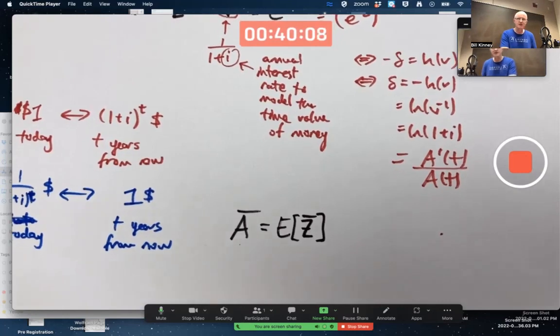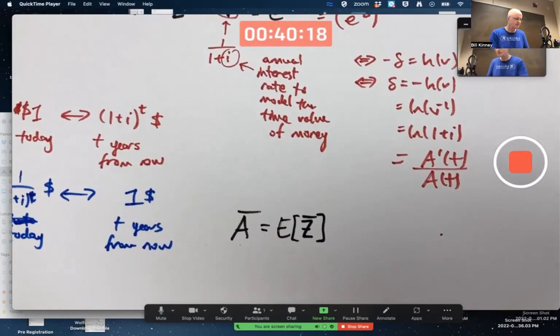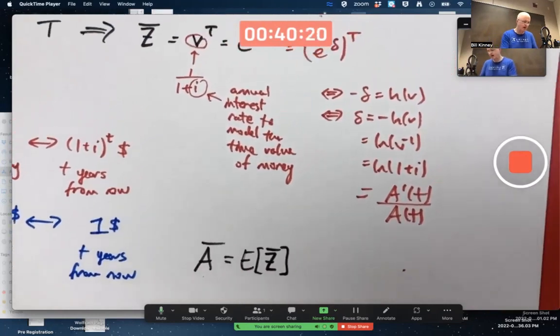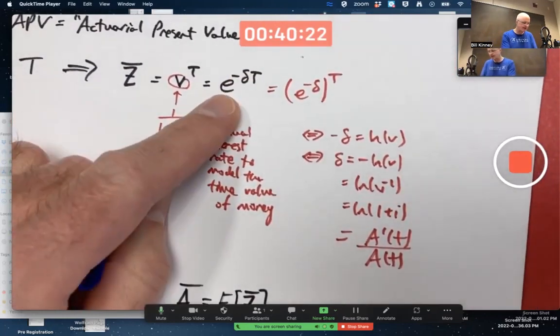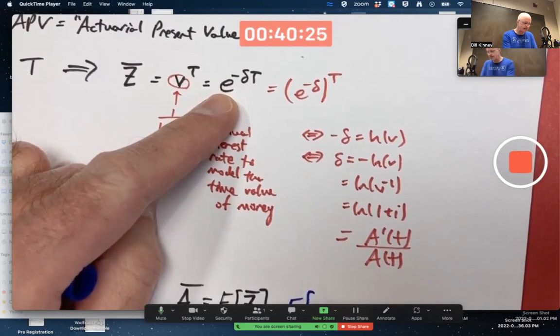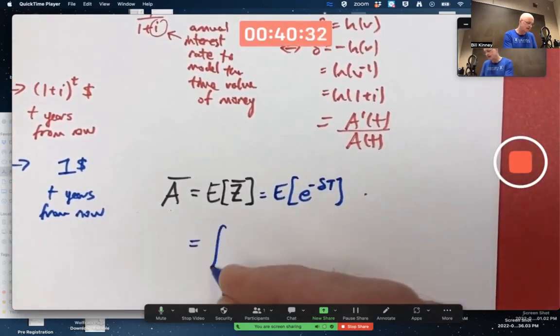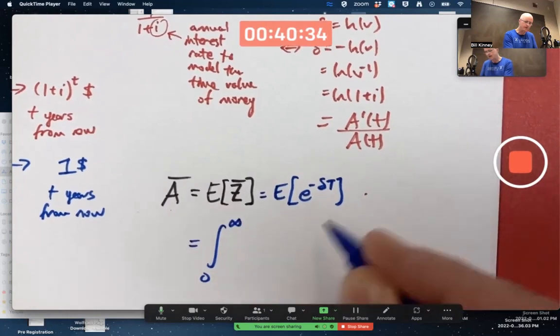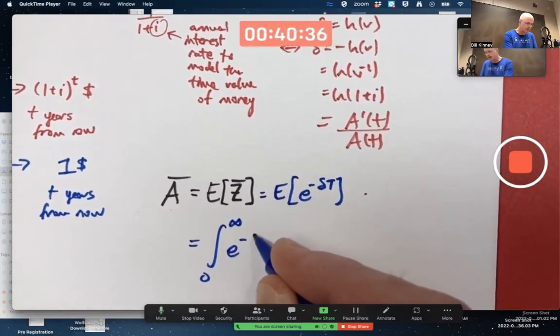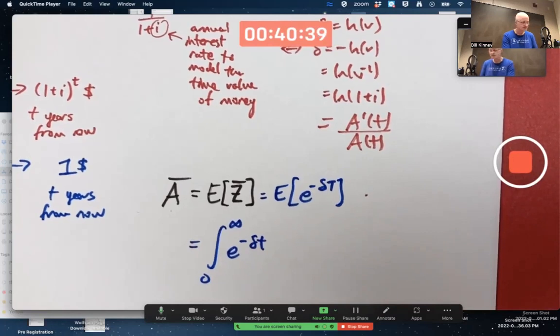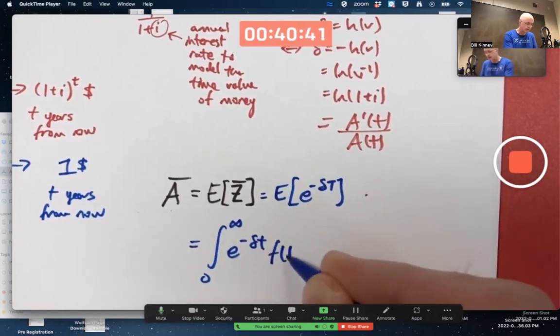This is sort of just the simplest way to think about what's the fair price, but they're probably going to charge you more. It would be a bad insurance company if they didn't charge you more. Anyway, it's the expected value of Z bar, which, since Z bar equals this, is the same as the expected value of e to the negative delta times t. And so that's going to be the integral from 0 to infinity of that function. Replace the random variable with an ordinary variable times your PDF.